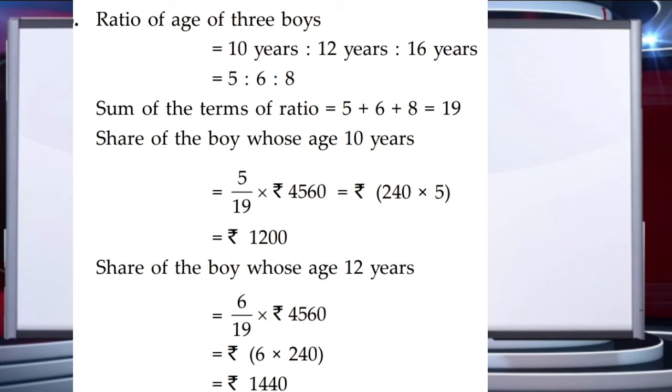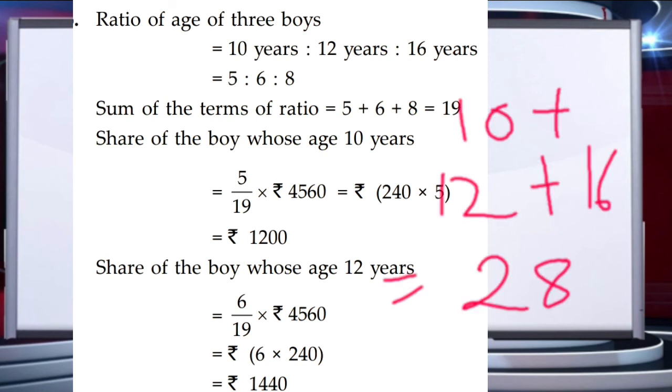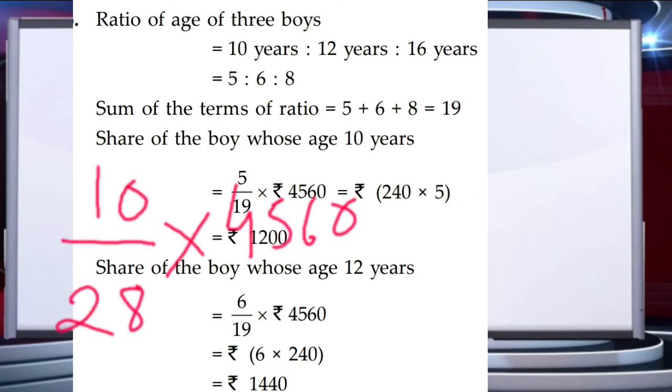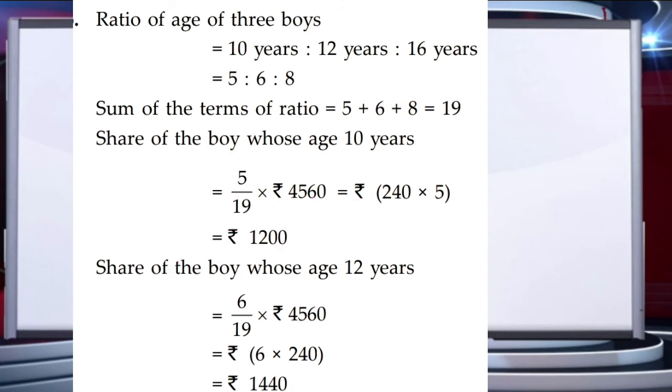Now my first step is always to find the sum of the ratios. 5 plus 6 plus 8 is 19. See, now the age of the first boy has become 5 years; before it was 10 years. Students, if you don't want to find the ratio at the starting, you can simply do it like this also: 10 plus 12 plus 16, which is 38. Now the share of the boy whose age is 10 years, you can do it like 10 upon 38 into 4560. Or you can reduce it in the starting also, as I have done.